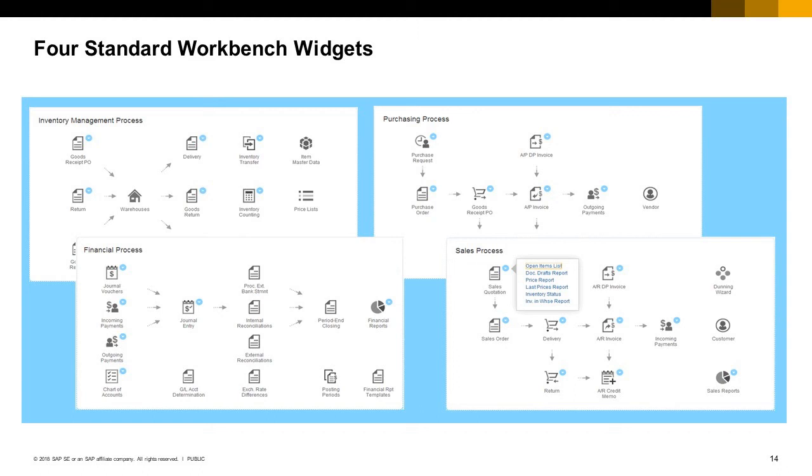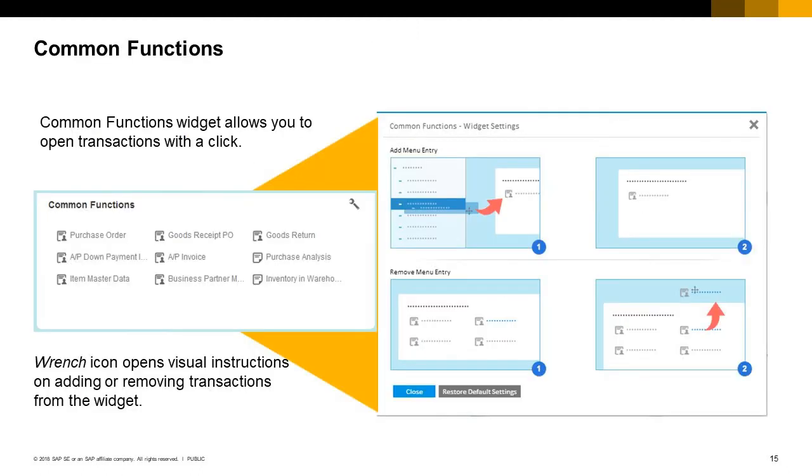In our new role on the team, we will begin by adding the sales process workbench. For some common transactions that we plan to use that are not covered by the sales workbench, we will add the Common Functions widget. The Common Functions widget allows you to open transactions with just one click. Once you add the widget, you can choose which transactions to add.